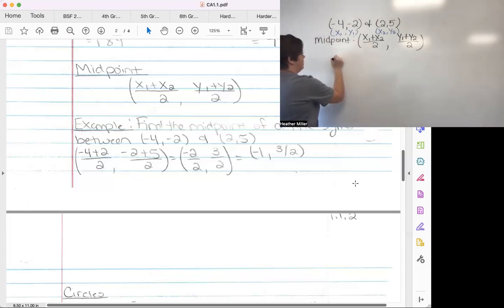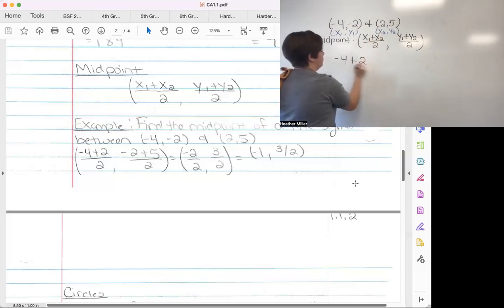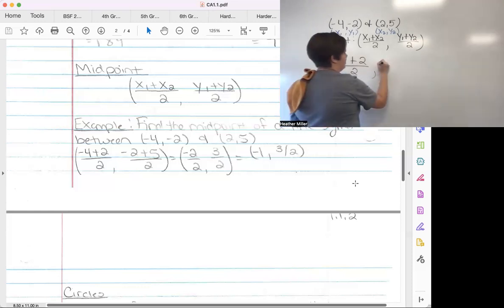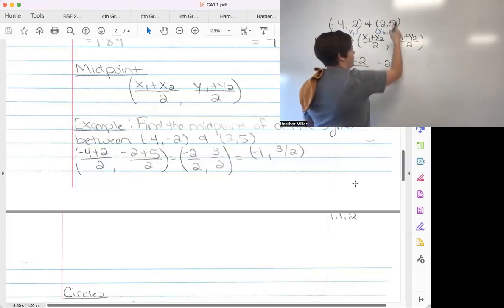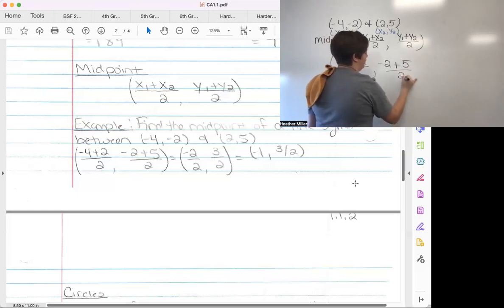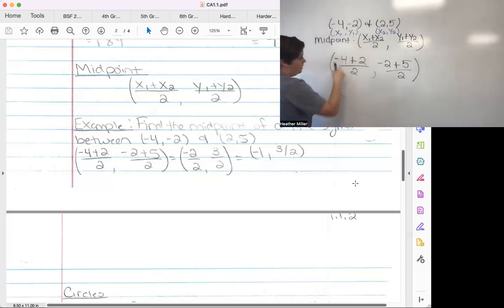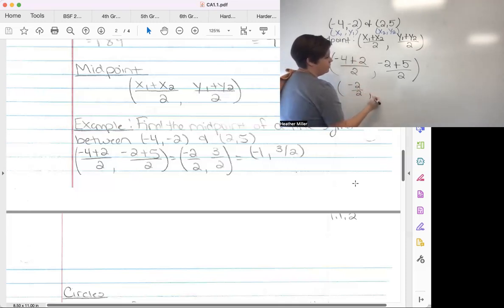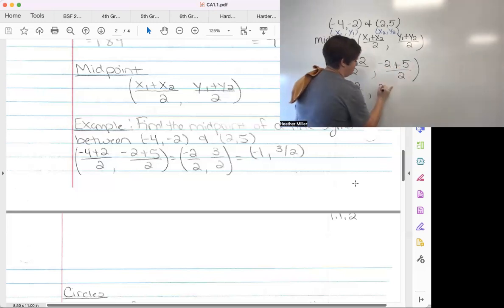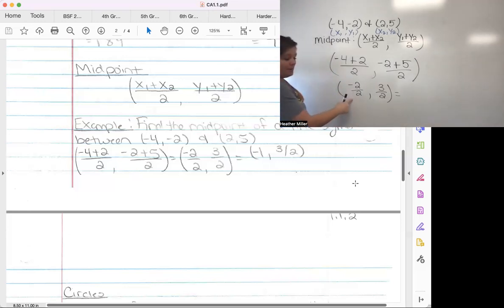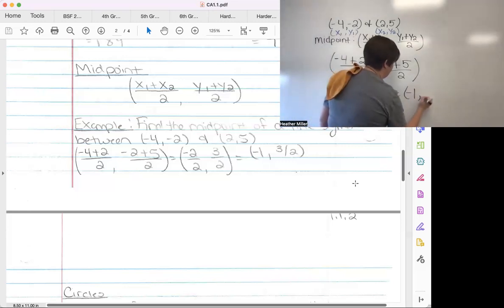So for my x1, that is -4, plus my x2, which is 2, all over 2, comma, y1, which is -2, plus y2, which is +5, all over 2. -4 plus 2 is going to be -2 over 2. -2 plus 5 will give me +3 over 2. So I'm left with -2 divided by 2, which gives me -1, comma, 3 over 2.